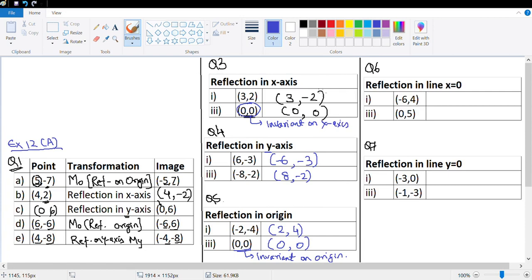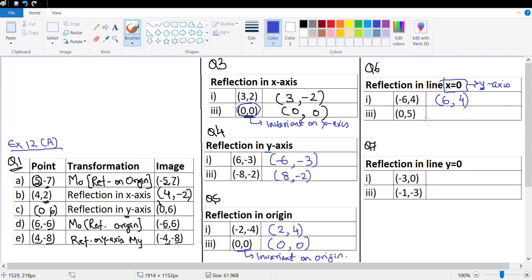Question 6 says, state the coordinates of the following points under reflection in the line x is equal to 0. So like I said, x is equal to 0. Which line is this? Yes, x is equal to 0 is basically the y-axis. So now, once you understand that x is equal to 0 is y-axis, we can go ahead and do this. When you reflect on y-axis, the sign of the x coordinate will change, which means negative 6 will become 6.